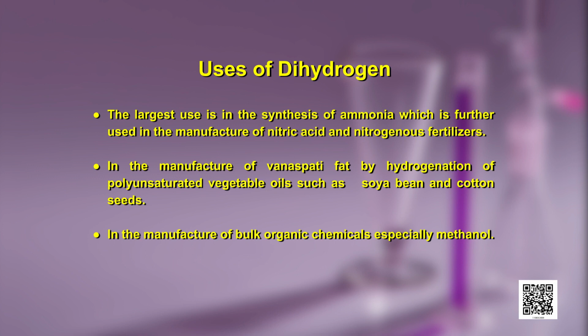In the manufacture of bulk organic chemicals, especially methanol, dihydrogen reacts with carbon monoxide in the presence of cobalt catalyst and methanol is obtained as a product. It is also used in the manufacture of metal hydrides and also in the preparation of hydrogen chloride, which is a highly useful chemical. In metallurgy, it is used to reduce heavy metal oxides to metals.